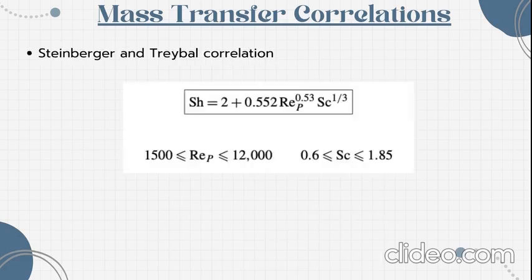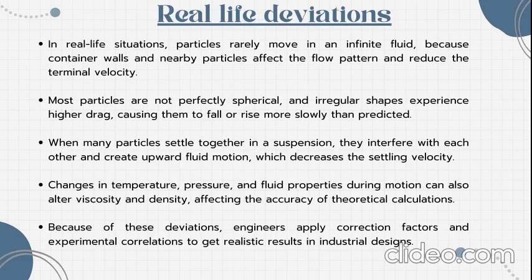And finally, we have the Steinberger-Treybal correlation, which says that the Sherwood number is equal to 0.347 into Reynolds number raised to 0.62 into cube root of Schmidt number, and this correlation is valid when the Reynolds number is between 2000 to 16,900.